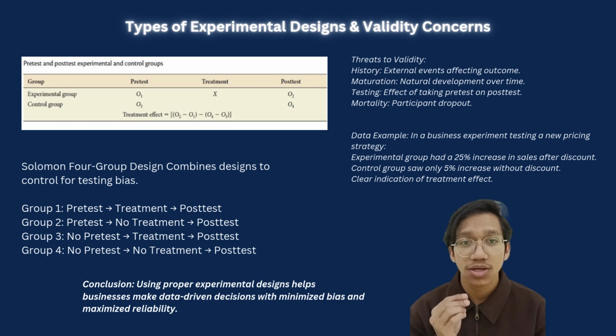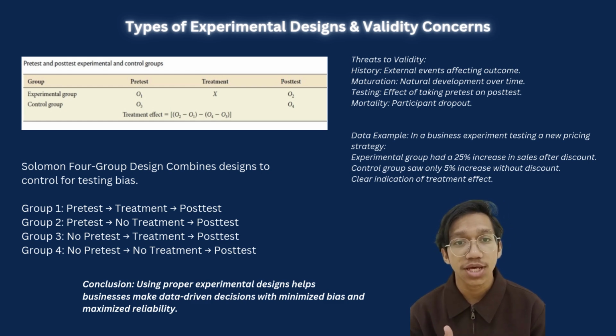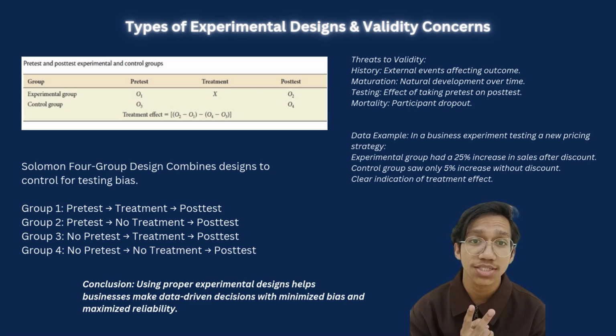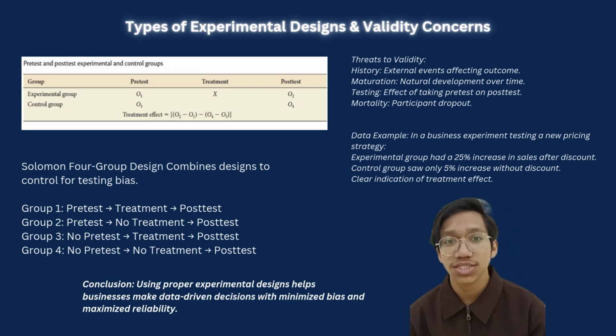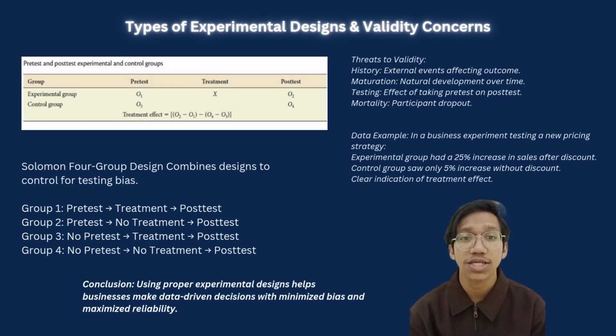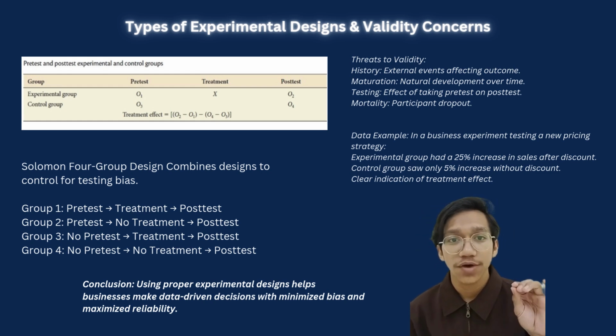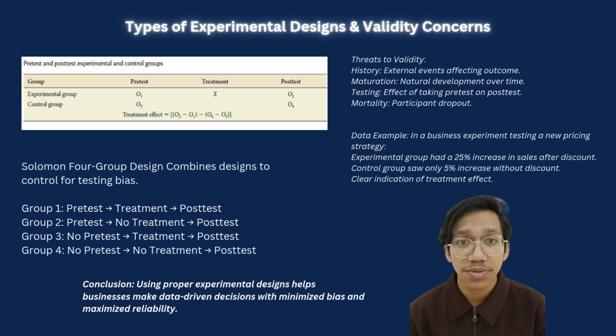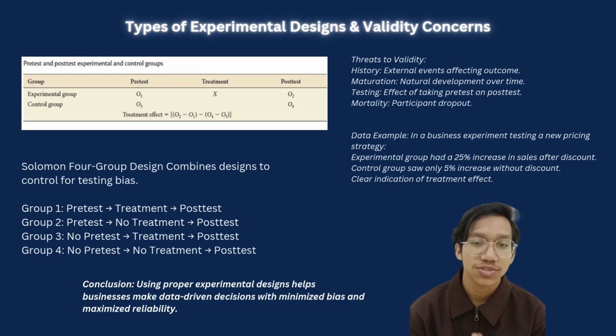It's a comprehensive experimental setup that combines two basic designs to control for what is called testing bias. This design helps us isolate the effects of a treatment while considering the impact of pre-testing. So basically, it involves 4 groups.